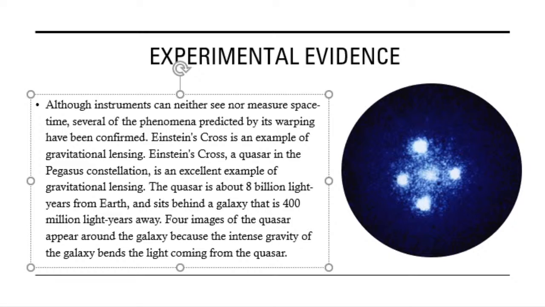The quasar is about 8 billion light years away from Earth, and it sits behind a galaxy that is 400 million light years away. Four images of the quasar appear around the galaxy. Why? It's because of the intense gravity of the galaxy, which bends the light coming from the quasar.